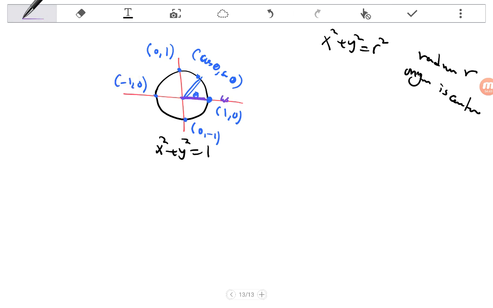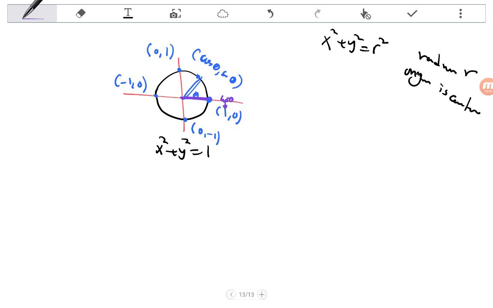Which angle is this? This is called the angle 0. I start the angle from the positive x-axis. My reference of any angle is the positive x-axis. Okay? And so this is called cosine 0.